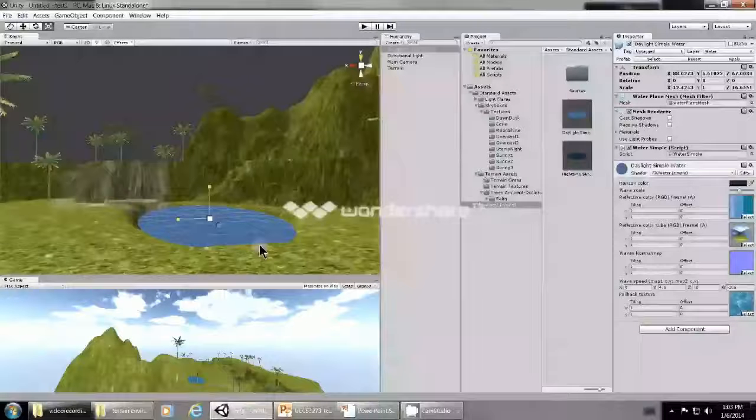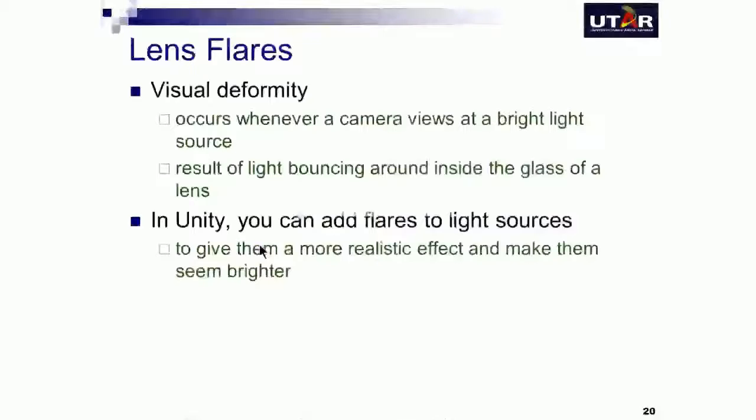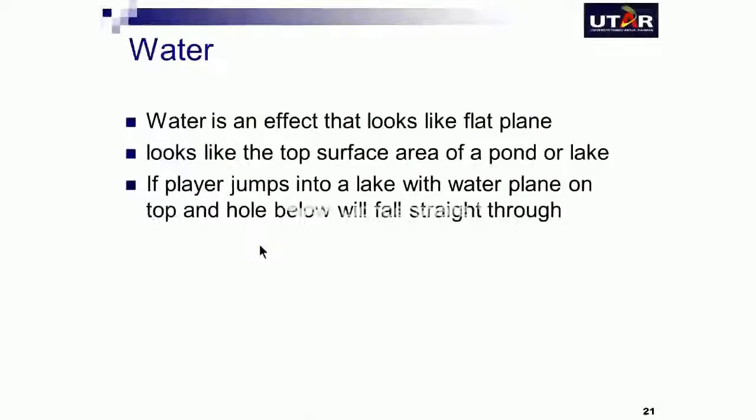Okay, now we have created a basic environment. We want to see how we can move through this environment. We have just talked about water. Water is an effect that looks like a flat plane. It looks like the top surface area of a pond or lake. Later on you will see that as I navigate through the environment, when I walk on top of a plane that represents water, I will actually fall through that into the hole that the plane of water is covering. We'll see this effect later on.